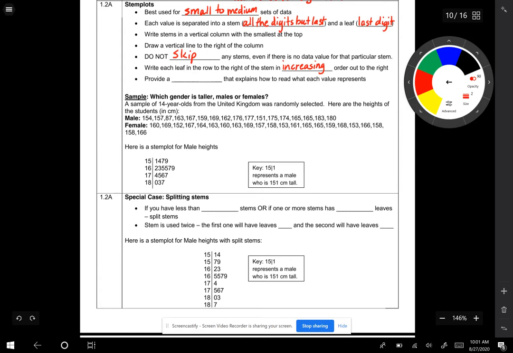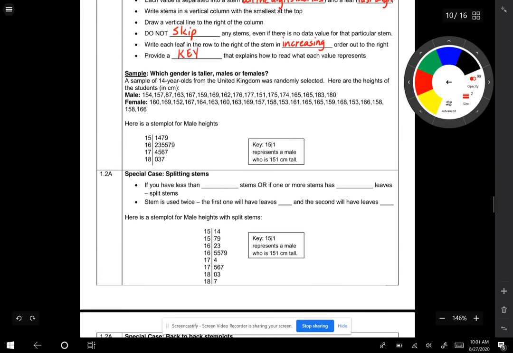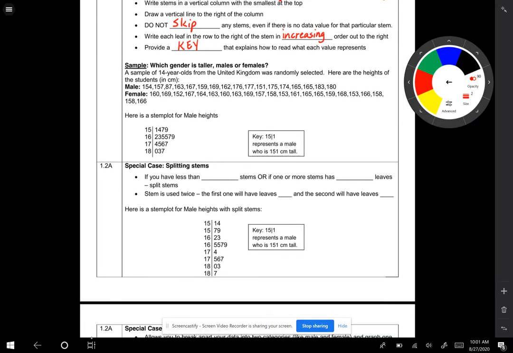Out to the right, provide a key that explains what each value represents. Going back to a sample we've already done, which gender is taller, males or females? So you have male and female heights from 14-year-olds from the UK in centimeters. The stem plot is already made for the male heights. Let's label it.